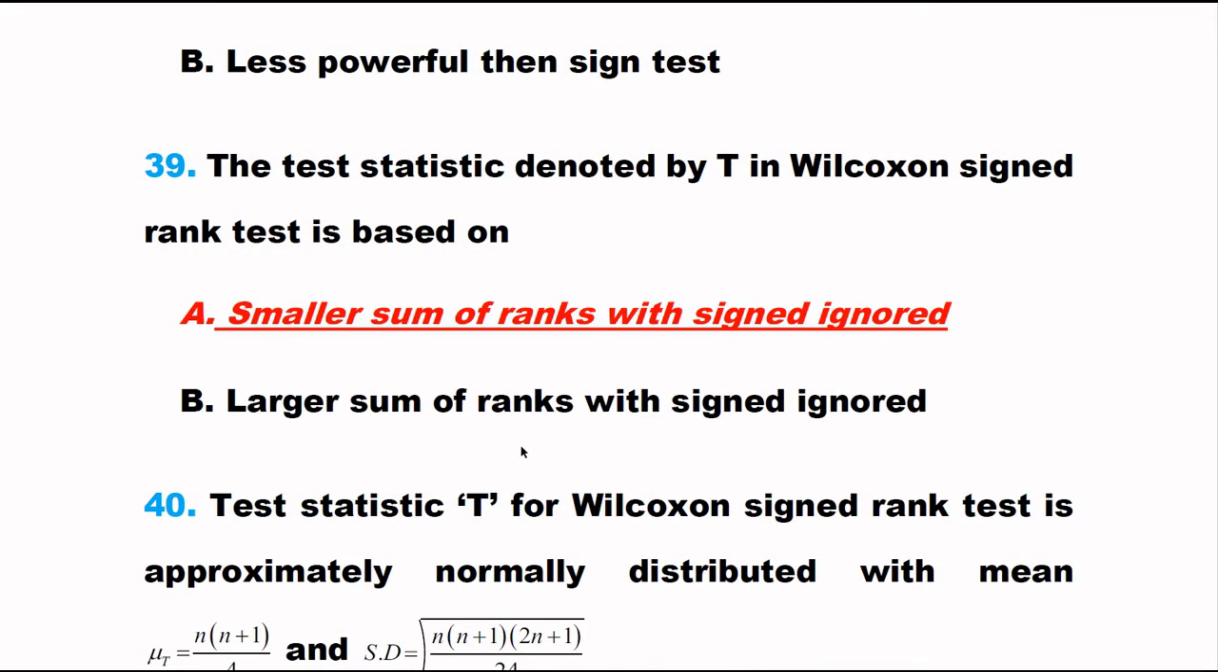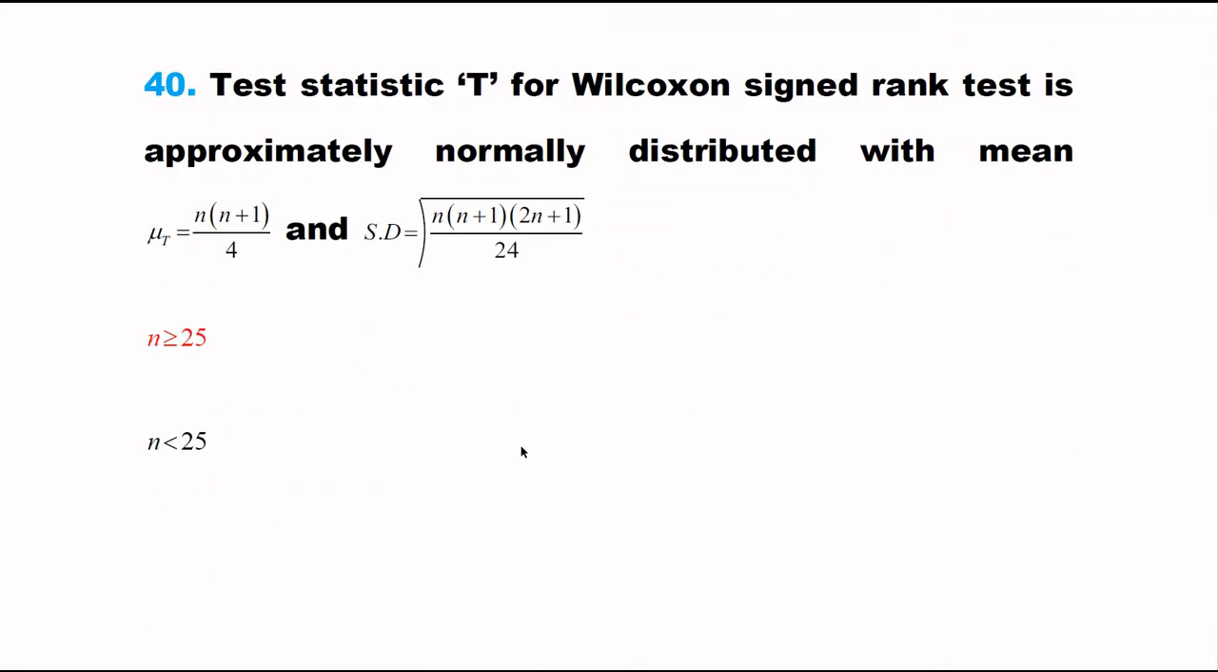The test statistic denoted by T in the Wilcoxon signed rank test is based on the smaller sum of ranks with sign ignored. Test statistic T is approximately normally distributed with mean mu_T equal to n(n+1)/4 and standard deviation the square root of n(n+1)(2n+1)/24, when small n is greater than 25.